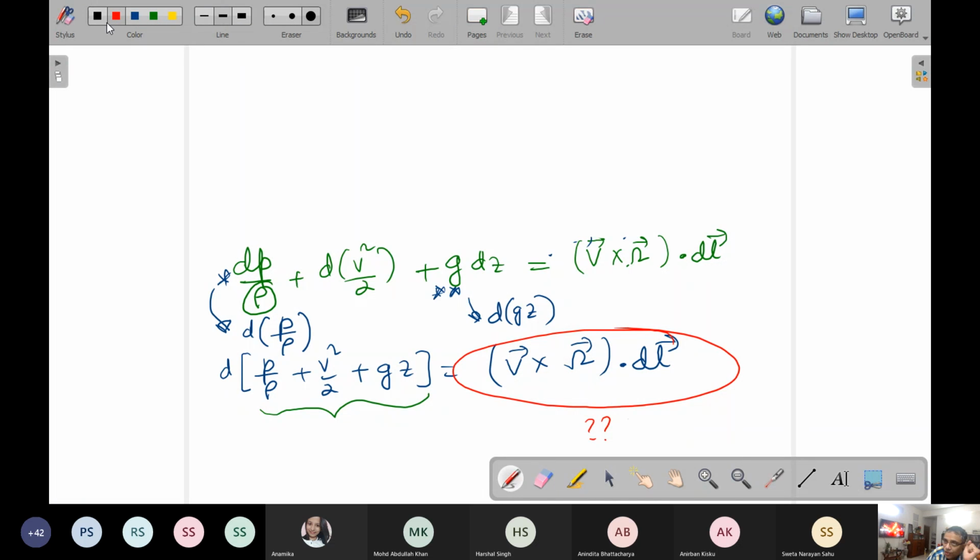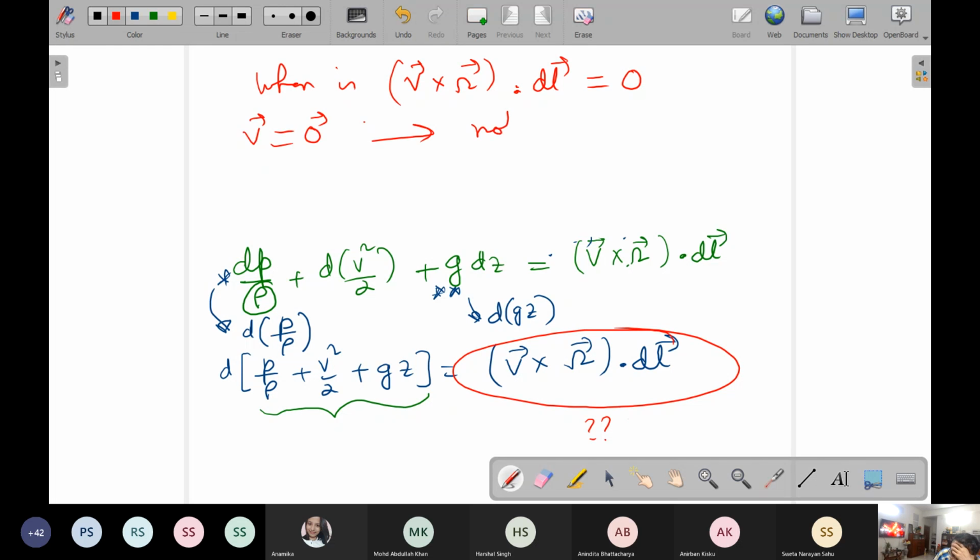Our subsequent quest is therefore to find when this is zero. There are certain trivial cases. One is that the velocity is a null vector. We are not talking about that. This is not relevant. Why not relevant? Because if velocity is 0, then we are not talking about a fluid dynamics problem. It's a fluid statics problem. So that is not relevant.